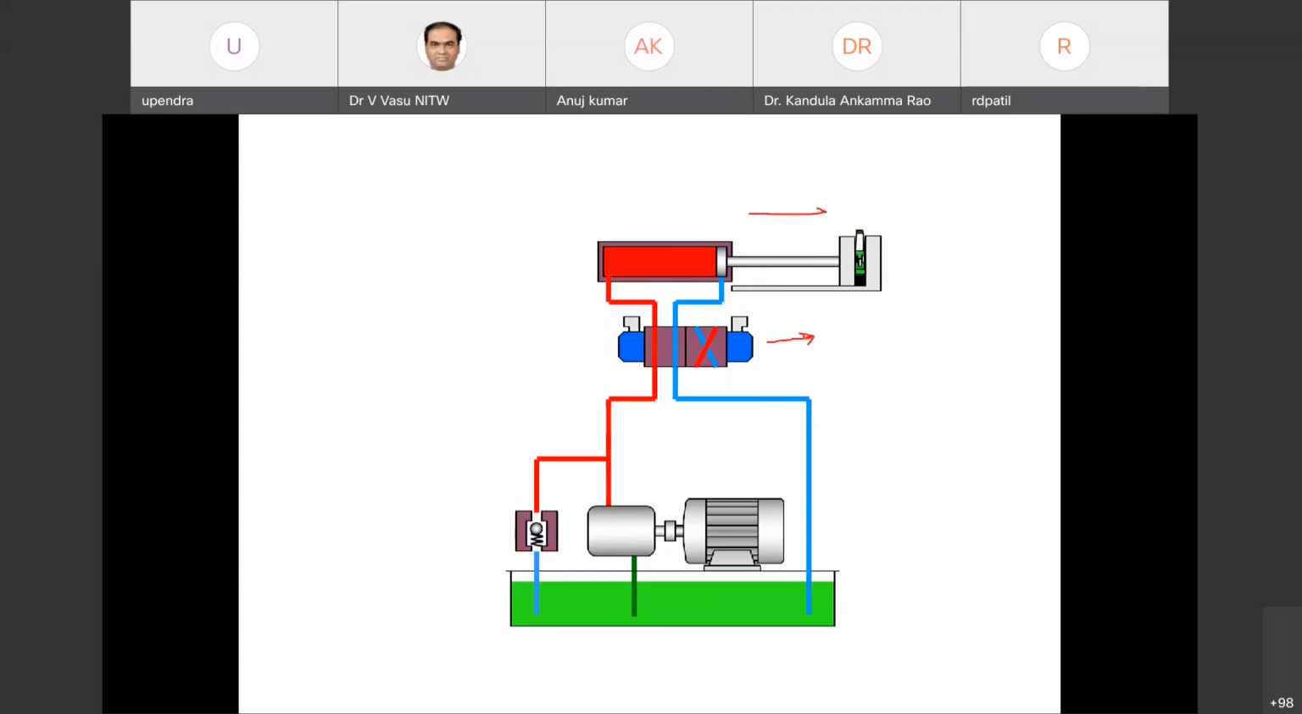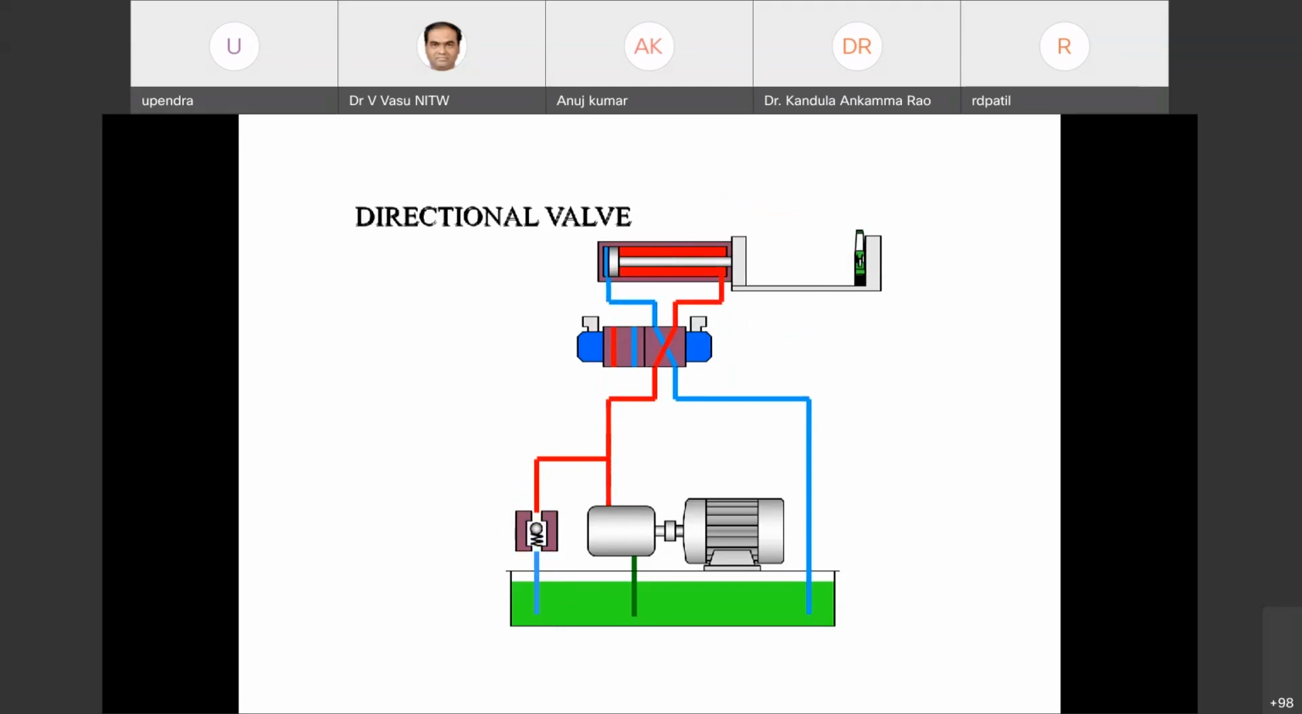If I want to move this particular actuator in this direction or in that direction, I change this direction control valve, and by changing it I can move the actuator this side or that. This is called the direction control valve. We have direction control valves like the 4x3 control valve, 5x2 control valve or 5x3 control valve. The 5 indicates the number of input and output ports, and the 3 indicates the number of positions.